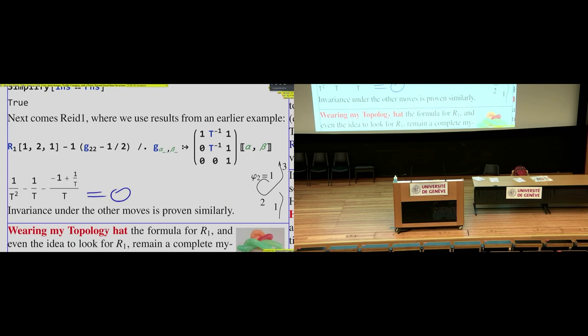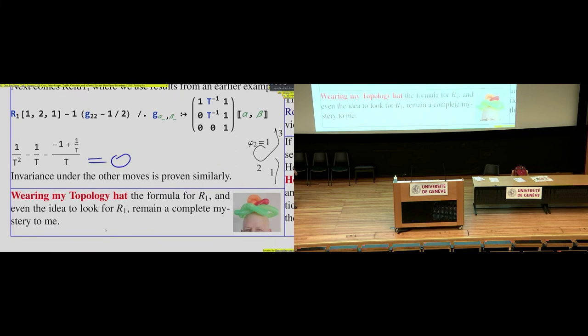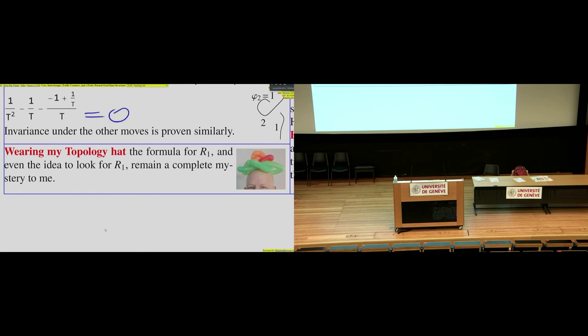So now, wearing my topology hat, I have no clue what's going on here. Okay? So the formula for R1, again, just to emphasize, this is one tiny box in my handout. It's a one-line formula. I have no idea where it comes from. I have no idea why one should look for such a formula. Once you look for such a formula, proving that it works is easy. But I have no idea where it's coming from. And my hope was that Cameron would tell me, but okay.